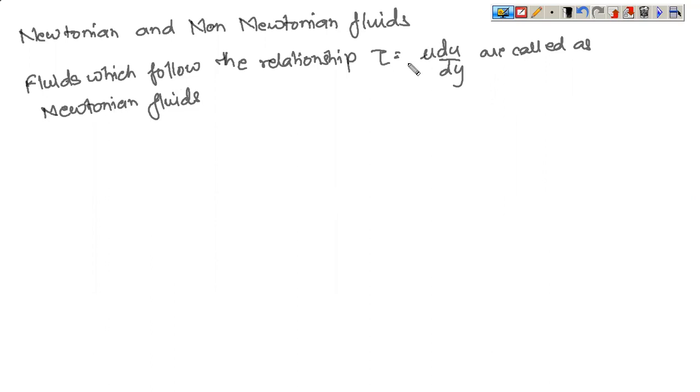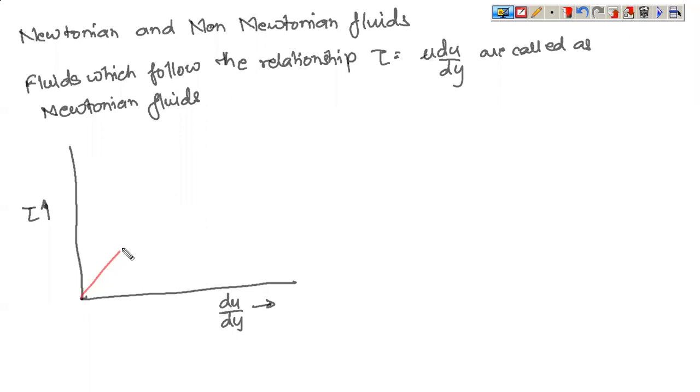If you can see tau is equal to mu du by dy, this is a straight line relationship. So if you plot the graph between, this is shear stress tau and velocity gradient du by dy. If you plot the graph between tau and du by dy, this straight line, the fluid which follows the straight line path, it is called as Newtonian fluid.